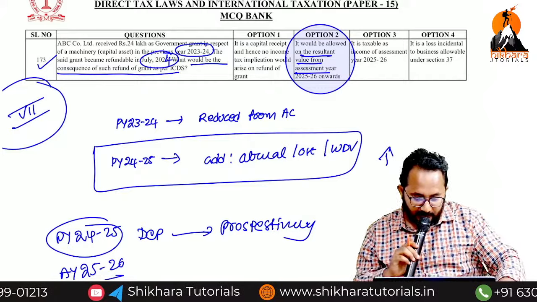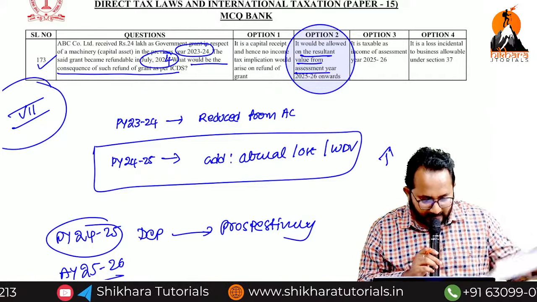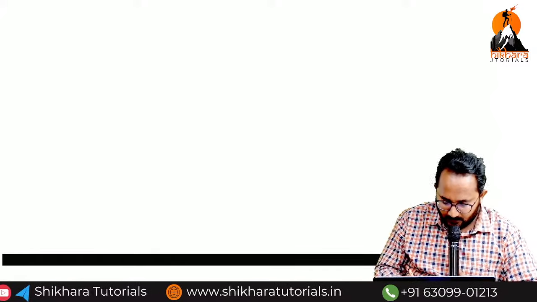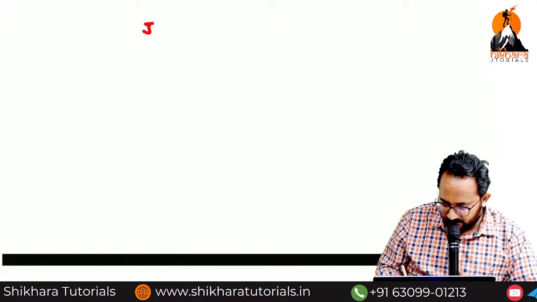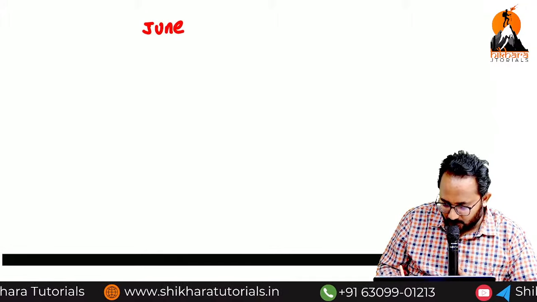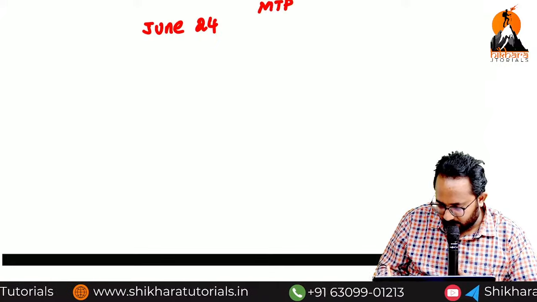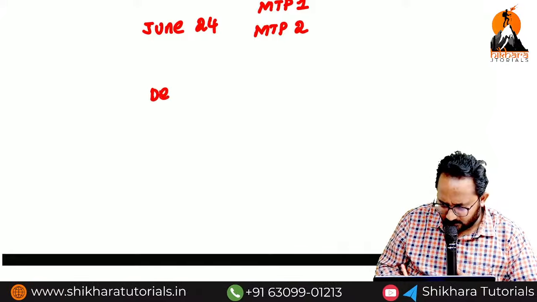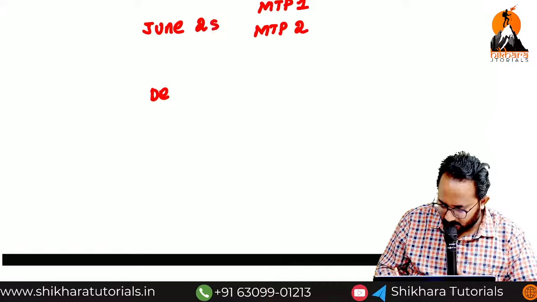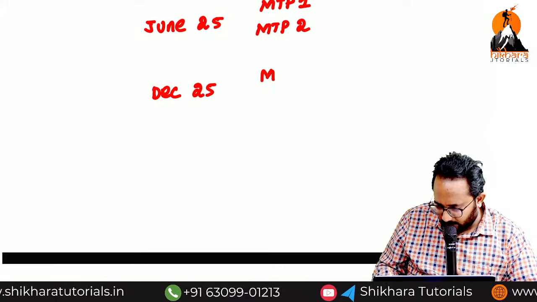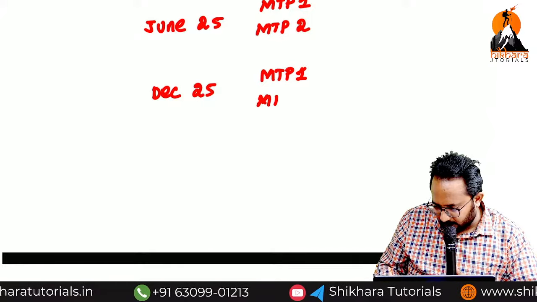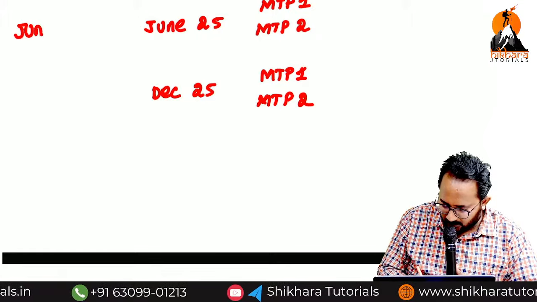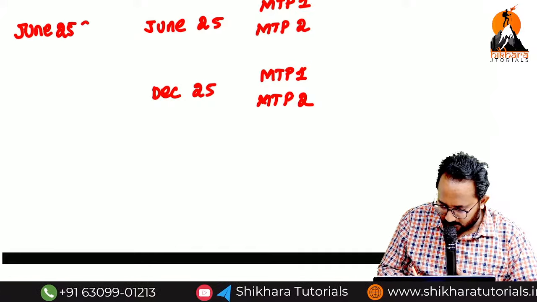So these are the things from my side, and now I want to discuss the 4 MTPs related MCQs. What are the 4 MTPs? Yes, I will tell you. June 2024 MTP1, June 2024 MTP2 or MQP also, not 24, sorry, 25. December 25 MTP1 and December 2025 MTP2 and June 25 question paper.